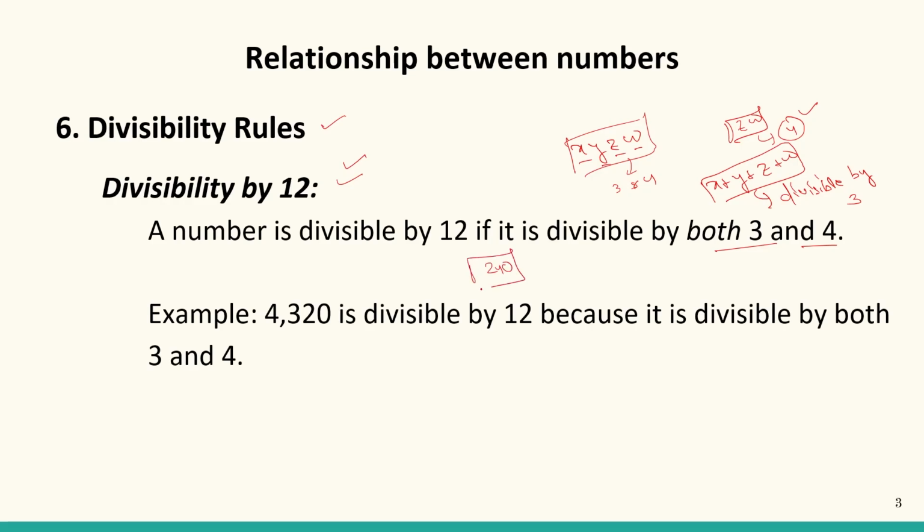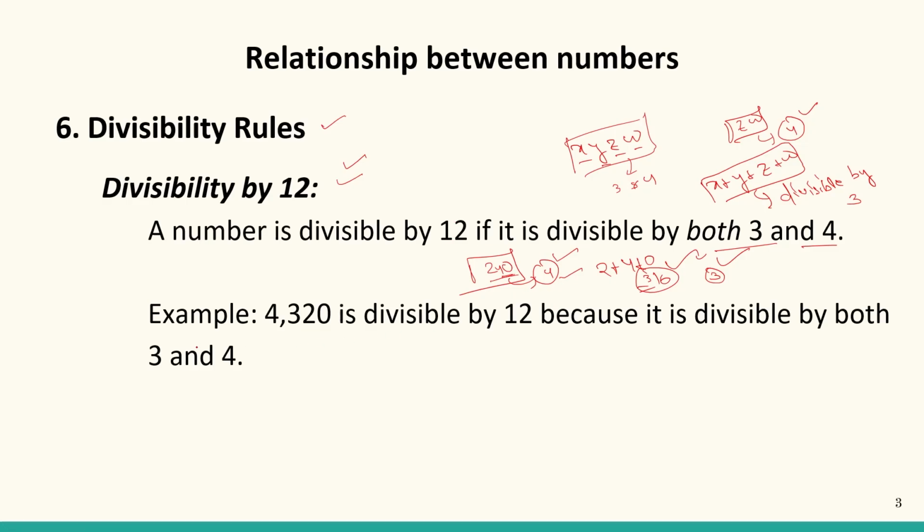Let's see whether 240 is divisible by 12 or not. Consider the last two digits, 40, and you know that 40 is divisible by 4, right? And let's see if it is divisible by 3 or not. 2 plus 4 plus 0 is equal to 6, and 3 divides 6. So for 3 it is also true. Since both 4 and 3 divide the number 240, we can say that 12 also divides 240.